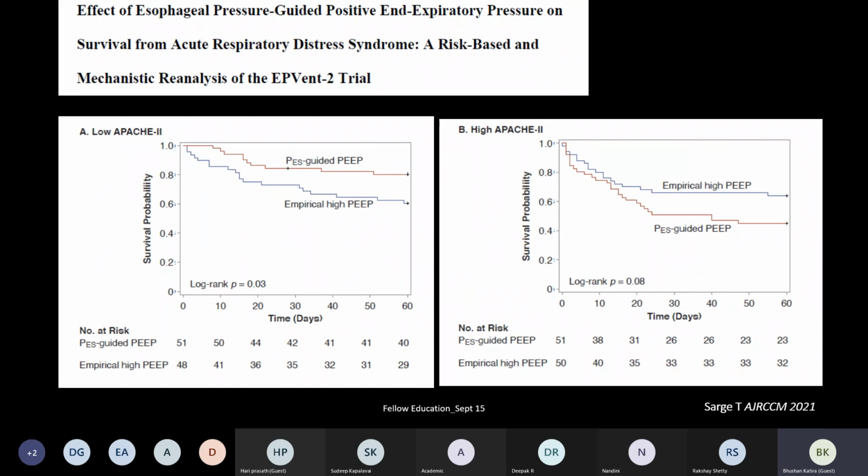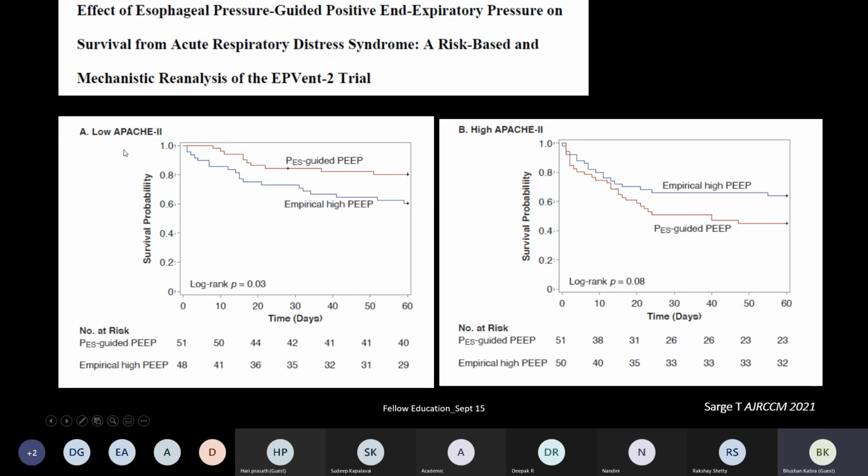This is a very interesting reanalysis. What they did is they took all the patients where they had applied esophageal balloon manometry and calculated transpulmonary pressure, and then divided them into low Apache and high Apache. This, of course, is all post hoc and repeat analysis, so some strict epidemiologist will be very critical that you can't do this, but I think it gives us very good insight into where this might be useful or where this might not be useful.